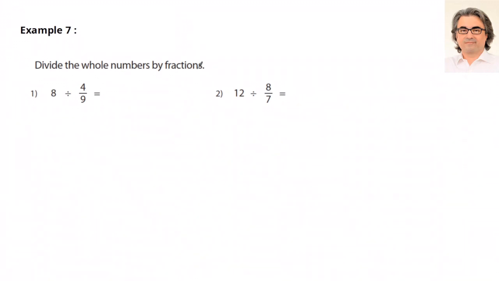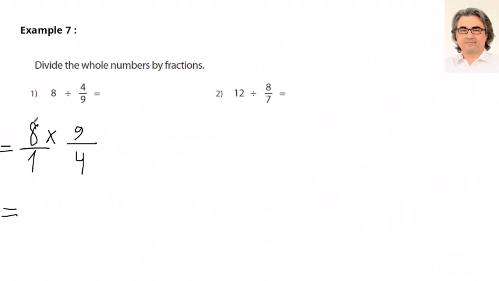Divide the whole numbers by fractions. 8 over 4 over 9. It means 8 times 9 over 4. Instead of 8, you may write 8 over 1. Is there any simplification with numerators and denominators?